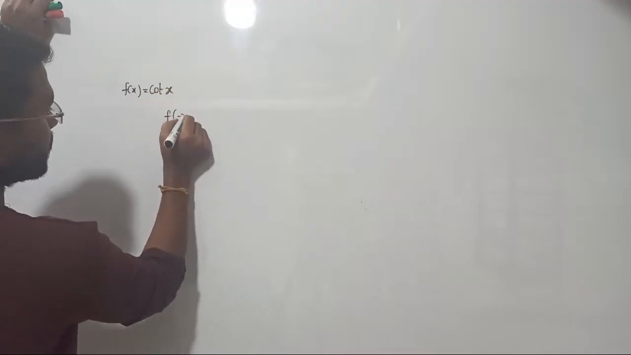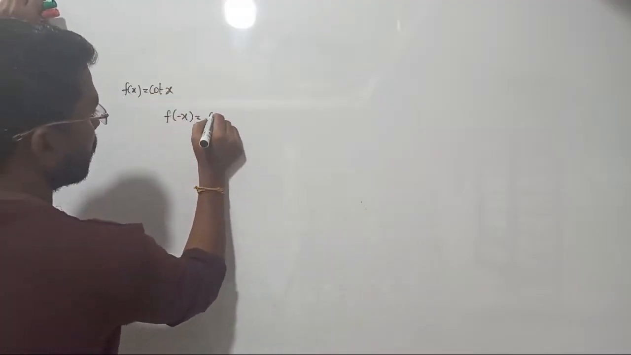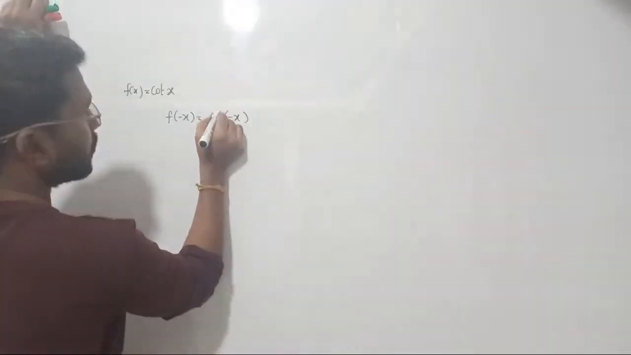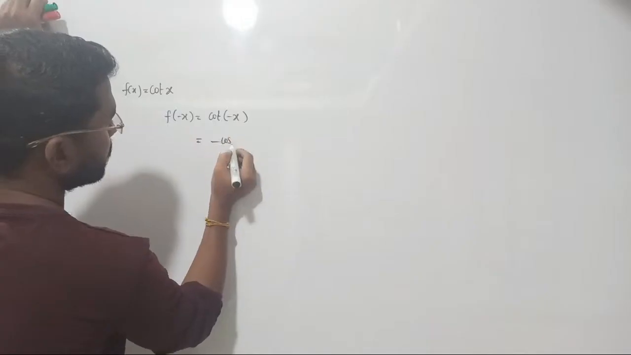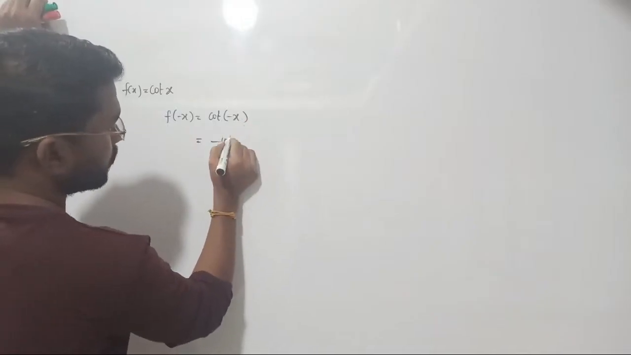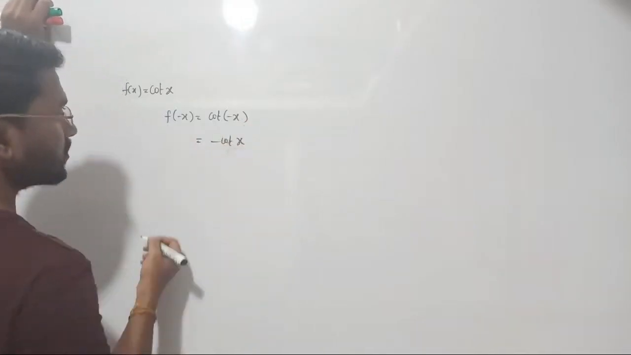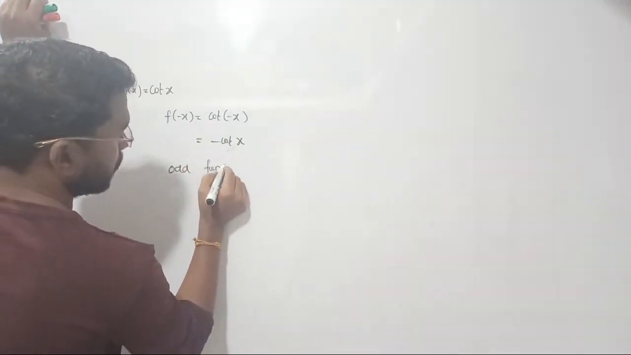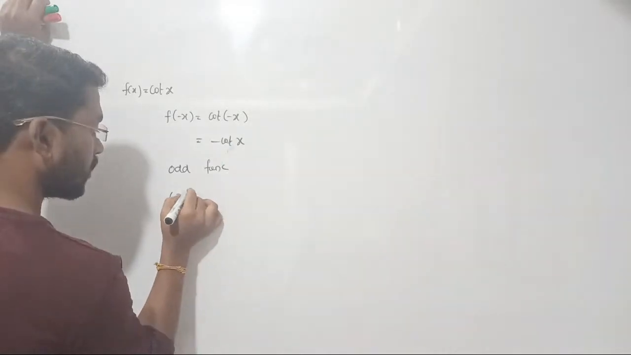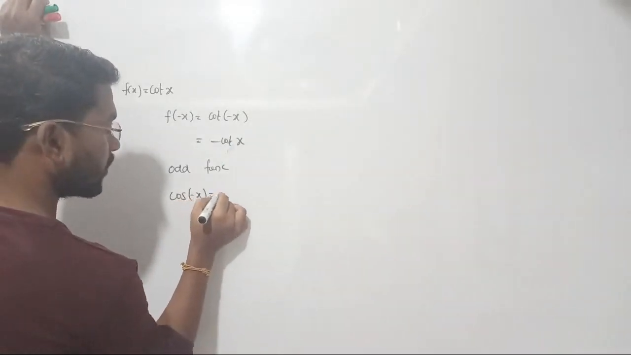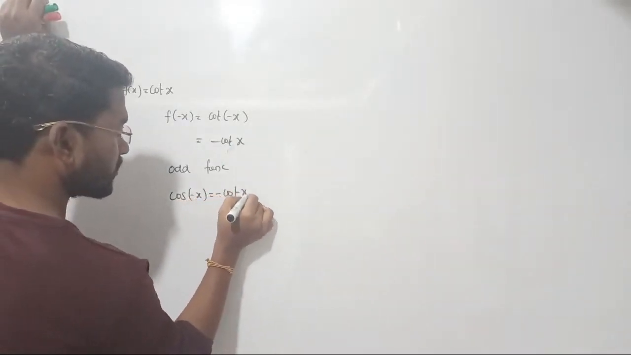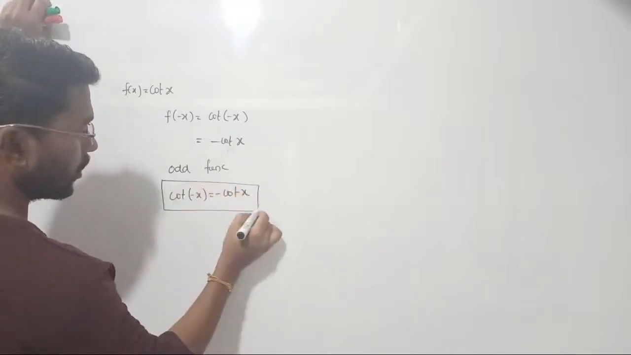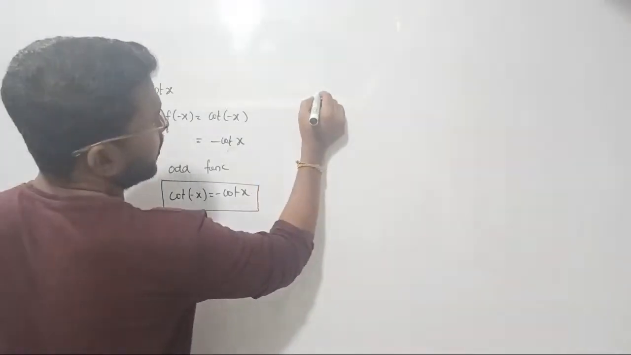Now f of minus x is equal to cot of minus x. So cot of minus x is also minus cot x only. So that is going to be minus cot x, such that this is also said to be an odd function. So I can say cot of minus x will always be equal to minus cot x. Cot, not cos.